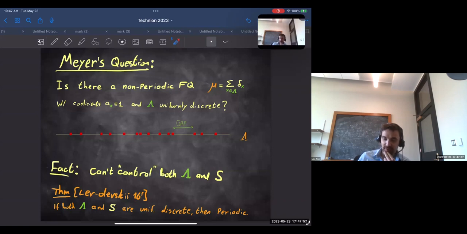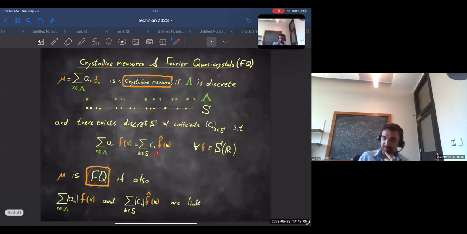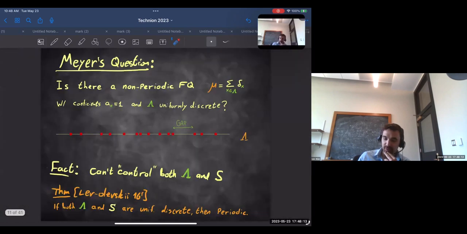And the fact is, we're asking only on the coefficients on one side, is that we cannot control both sides. So up to now, the definition is very symmetric. Lambda and S look pretty much the same. But now we need to choose a side. Because if we just ask that both lambda and S are uniformly discrete, then this already dictates that we can only have periodic things. And we really want to get something which is non-periodic.